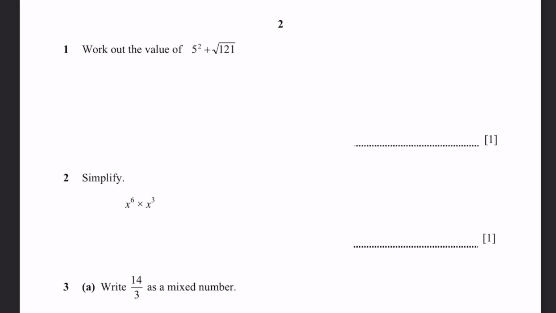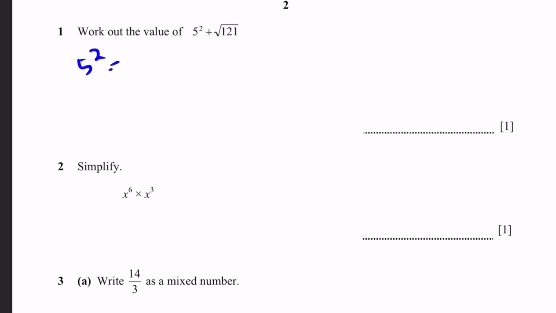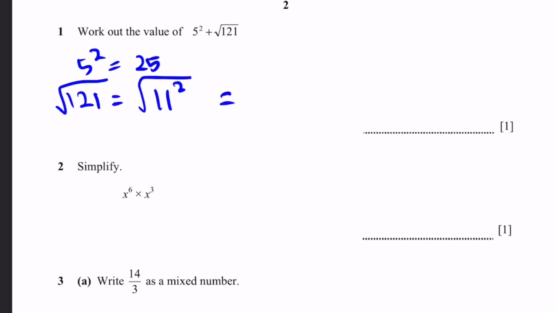Work out the value of pi squared plus square root of 121. Pi squared equals 25, as you all know. And square root of 121 is the square root of 11 squared, which is 11. And 25 plus 11 equals 36, and that's the answer.